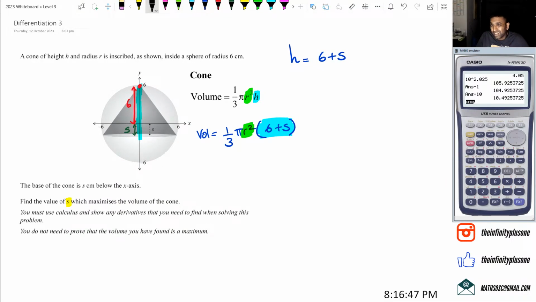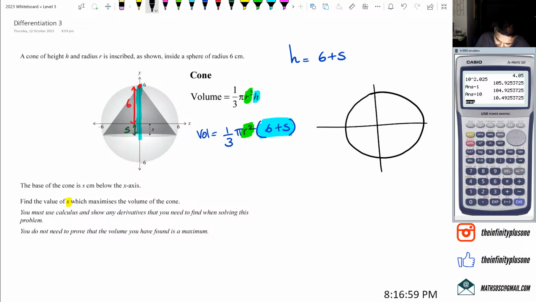So I did the lazy thing. I didn't actually draw a diagram, which I should have. Normally I would have done a diagram like this. That's a terrible looking sphere, but you get the idea. And we have a cone that looks something like this. The only information that we have at the moment is the s here, which is from here to here. So this is what the s is.